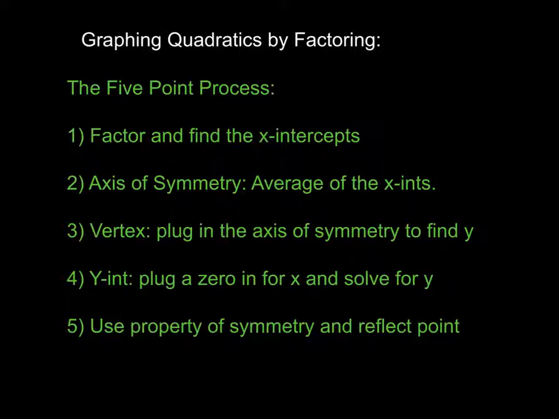And then the fourth point is going to come from the y-intercept. We're going to take whatever equation they give us, plug in a 0 for x, and solve for y. Whatever that is will become our y-intercept. And then we're going to use a property of symmetry. What it means to be symmetrical is all the points are the same distance away on both sides. So we're going to take the idea of symmetry and reflect the point across that axis of symmetry.